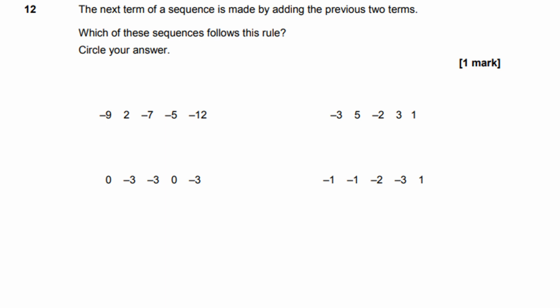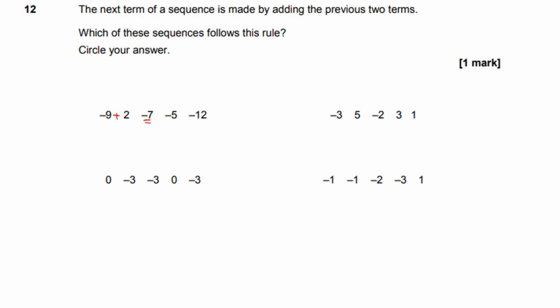Question 12. The next term of a sequence is made by adding the previous two terms. Which of these sequences follow this rule? Okay, let's quickly have a look at this. -9 plus 2 is going to give you -7. That's correct.